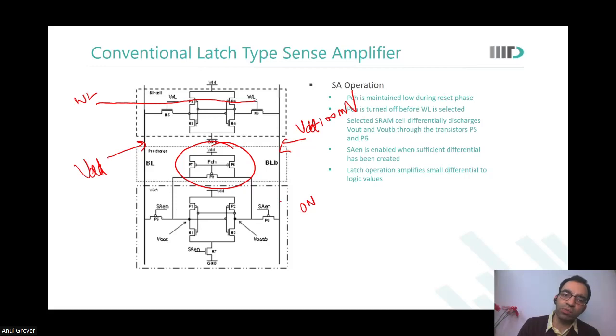You are saying you want to precharge these to 0. Yes. So what is happening? There is this PMOS which is permanently on. Yes. SAN has not arrived yet, so this PMOS is on. Can there be a connection between VDD and 0 like this? No.